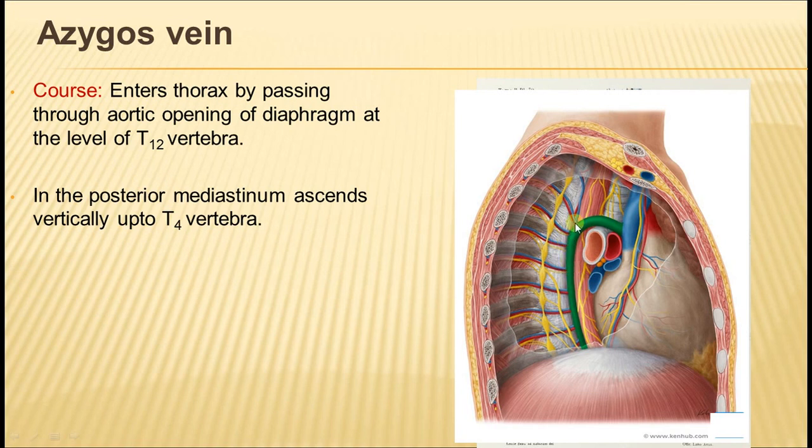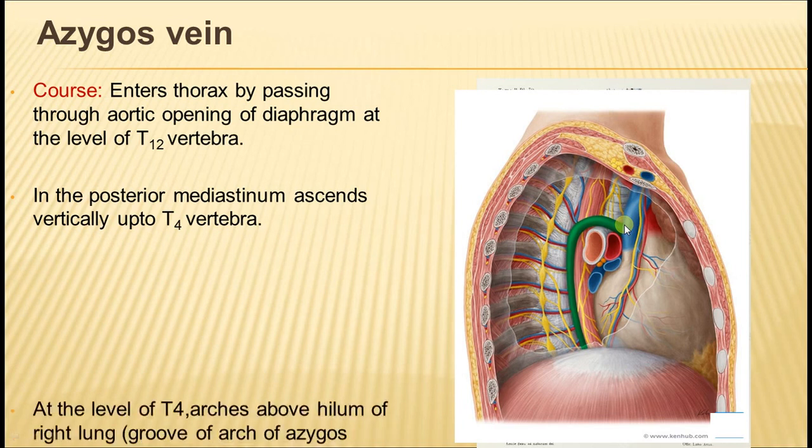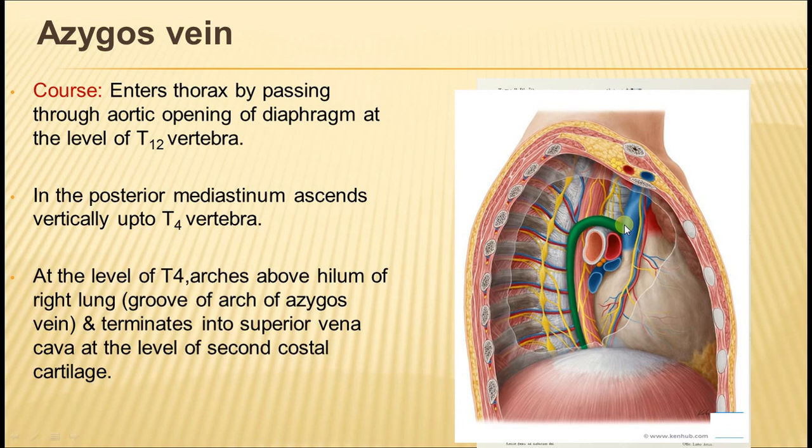So it arches over the root of the right lung, and then it opens into the superior vena cava at the level of the second costal cartilage. So it terminates into the superior vena cava at the level of the second costal cartilage. After that the superior vena cava pierces the fibrous pericardium at T3 and then opens into the right atrium.